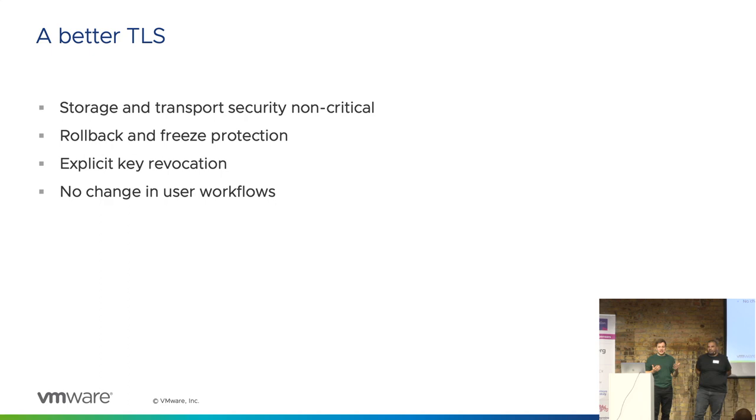It makes storage and transport security non-critical, so you don't have to care whether the artifacts in your S3 bucket or wherever they are stored are secure there. It gives you rollback and freeze protection. It adds this TUF killer feature of explicit key revocation. And very importantly, with PEP 458, you don't have any change of workflows for the users, the package maintainers who upload things to PyPI, or the users who fetch packages from PyPI.